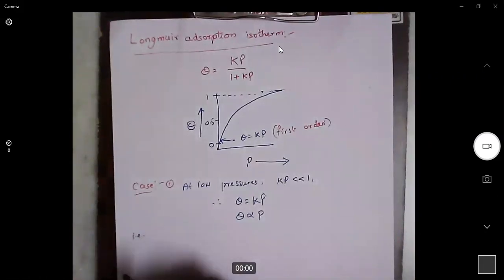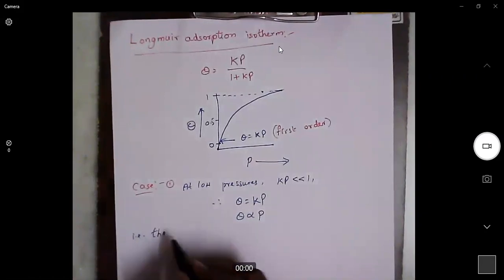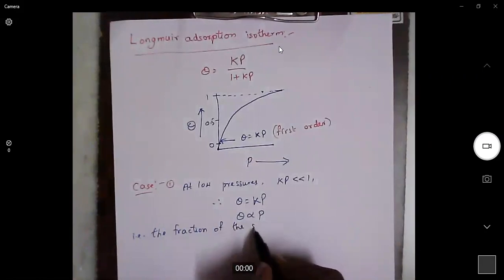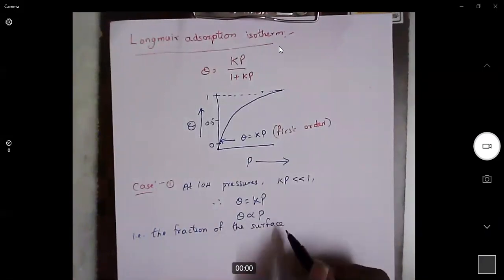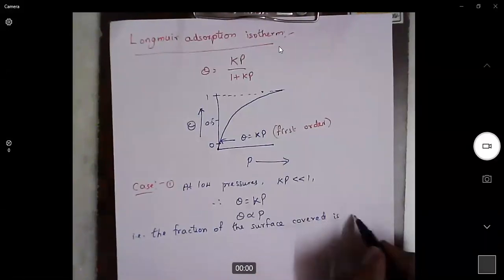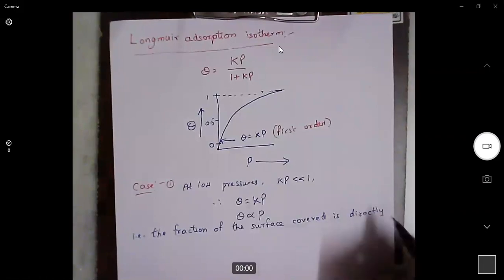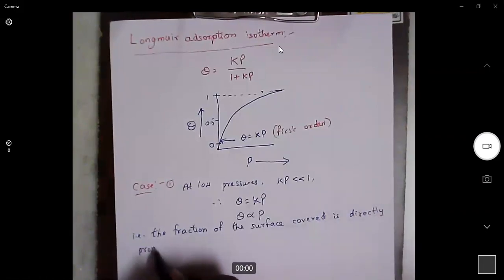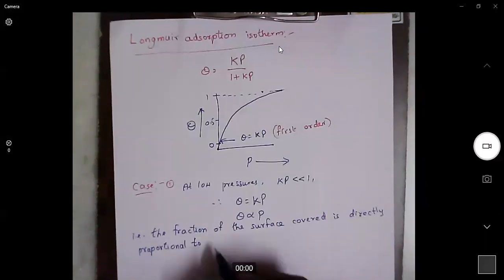Please take the notes along with me. That is, the fraction of the surface covered is directly proportional to the pressure of the gas molecules.